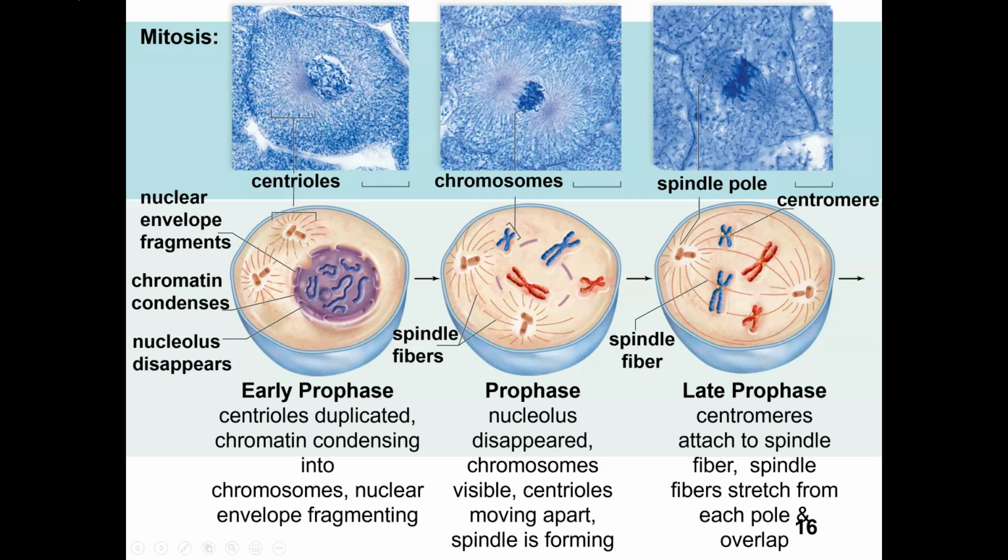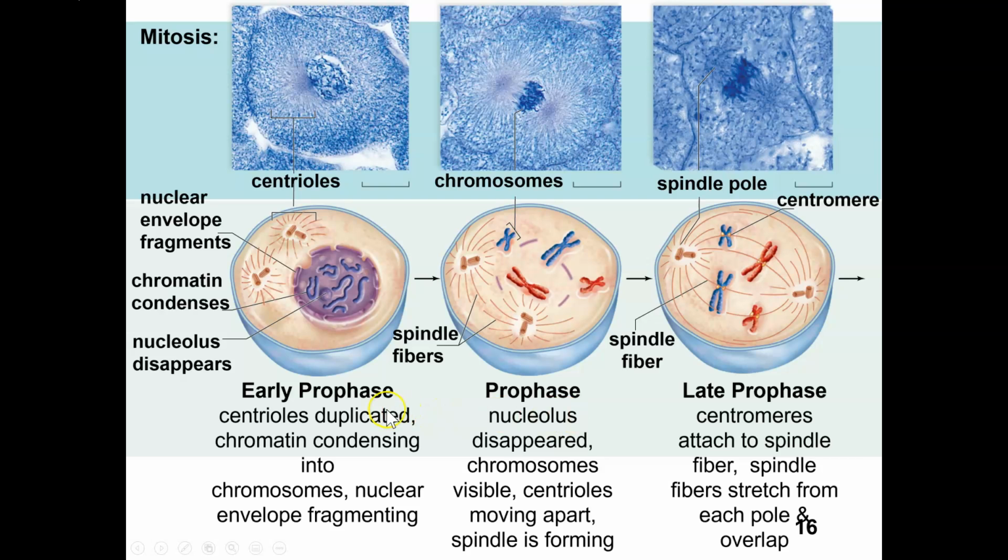So here we have an early prophase. The chromatin is condensing into chromosomes. The nuclear envelope is breaking down. The centrioles are moving to the opposite poles, and spindle fibers are coming out. Okay.